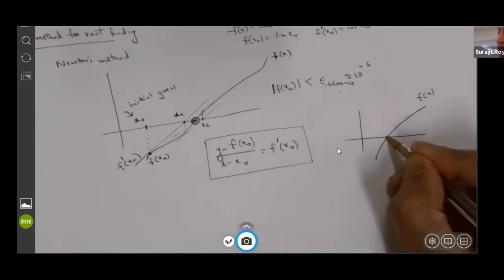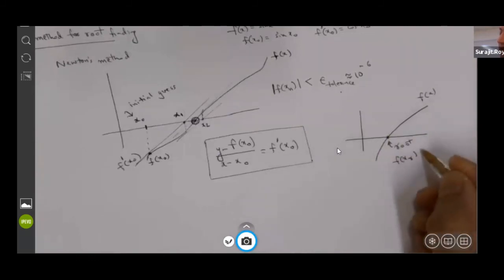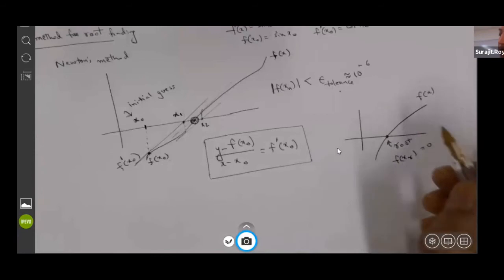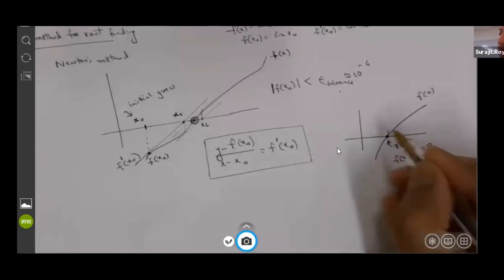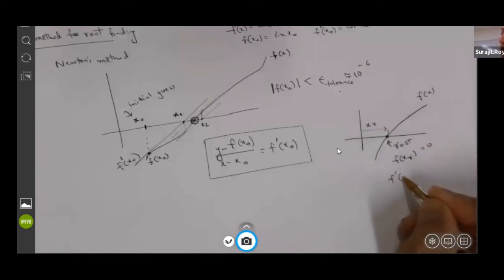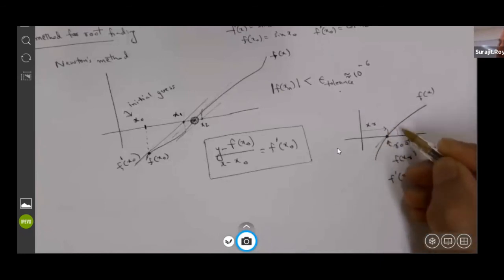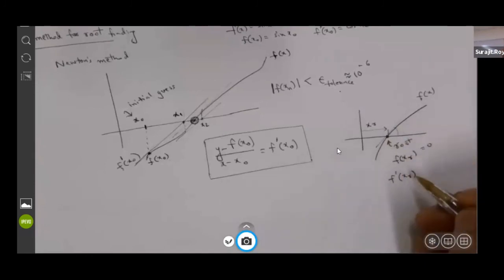Now, the root of this is here. This is the root of this equation, where f of xr, this is your xr, is equal to 0. Are you with me? Now, what is f prime xr at this point? Is it 0? No. f prime xr basically is like this. It has a certain slope, which has some positive value. It may be 45 degrees, 30 degrees, whatever it is. So f prime xr is not equal to 0.